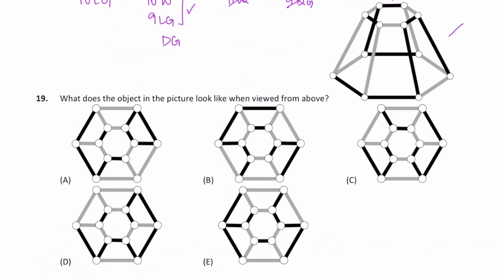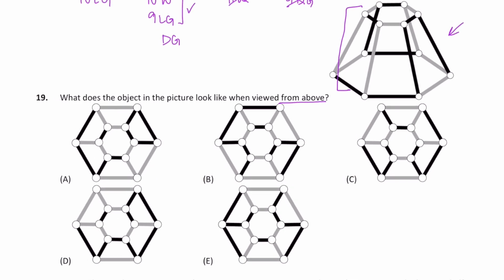This is an object given to us, and we need to figure out which of these options look like we are looking at this object from the top view. Okay, so what I'm going to do is count the light gray sticks. 1, 2, and 3. Okay, and the circle placement. Let's look at the circle placements first.